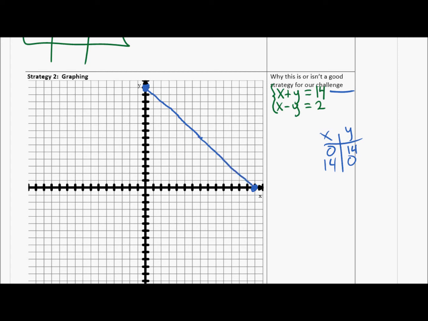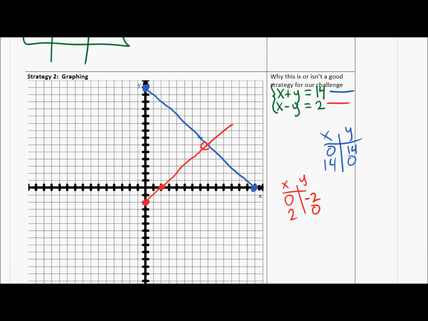Okay, and then I'll use red to graph the second line. Again, I'm going to use the intercept method. If x is 0, 0 minus something has to be 2. Y would have to be -2. And if y is 0, x minus 0 has to be 2. That means x has to be 2. So here's this one. This one is going to have a slope of +1.